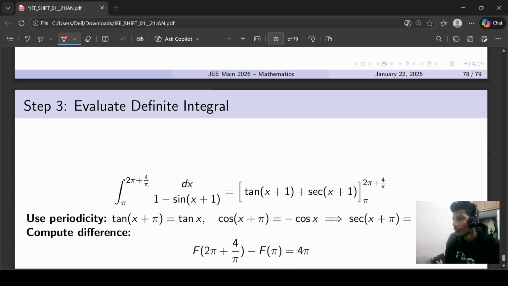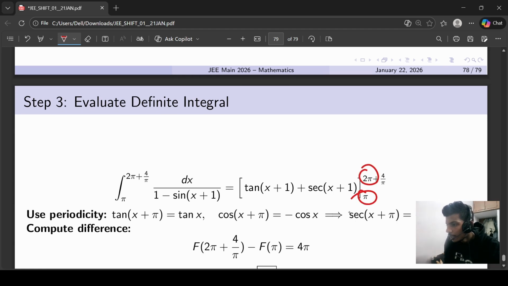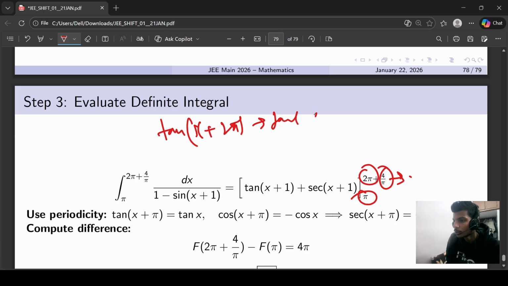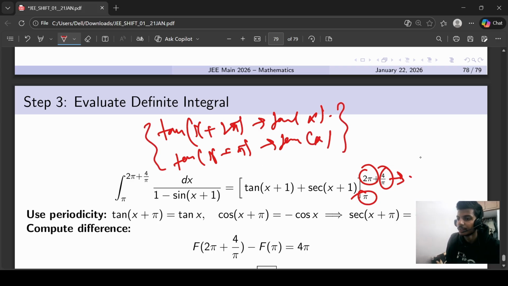Remember here we have 2 pi, here we have pi. Okay, here we have pi by 4. We will not pay much attention to pi by 4. So first thing is tan of x plus 2 pi is equal to tan of x. Second thing, tan of x plus pi is equal to tan of x. We know this rule, we know about periodicity, right? For 2 pi, for pi, it will give the same answer.